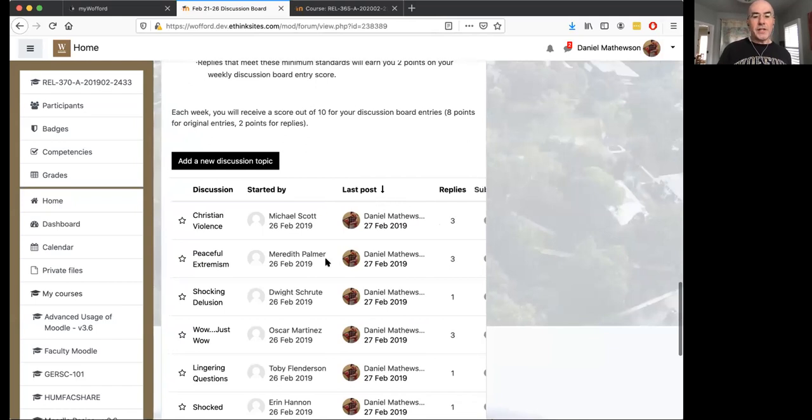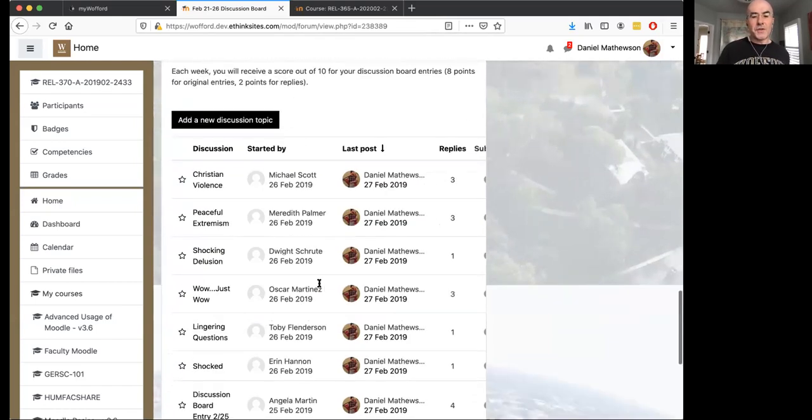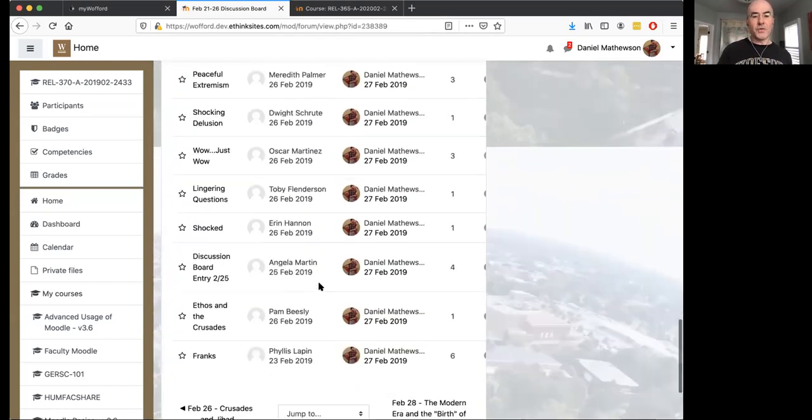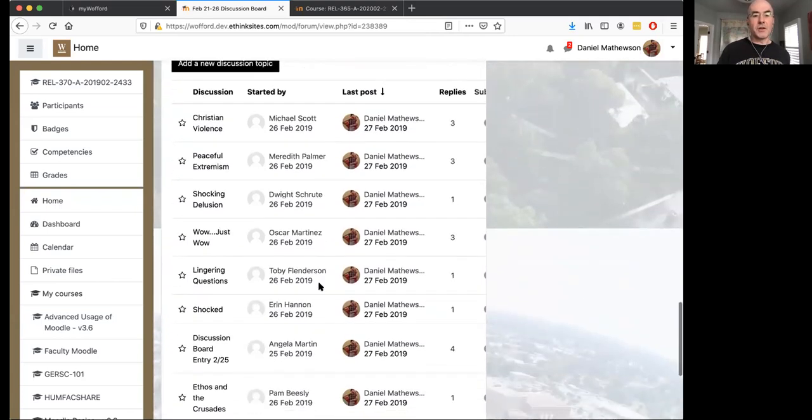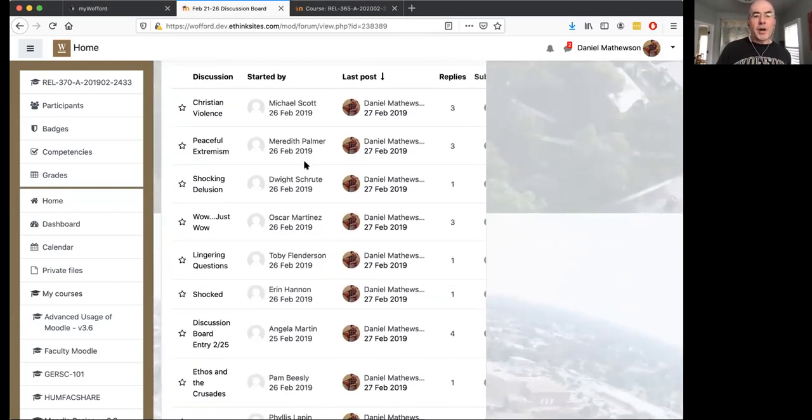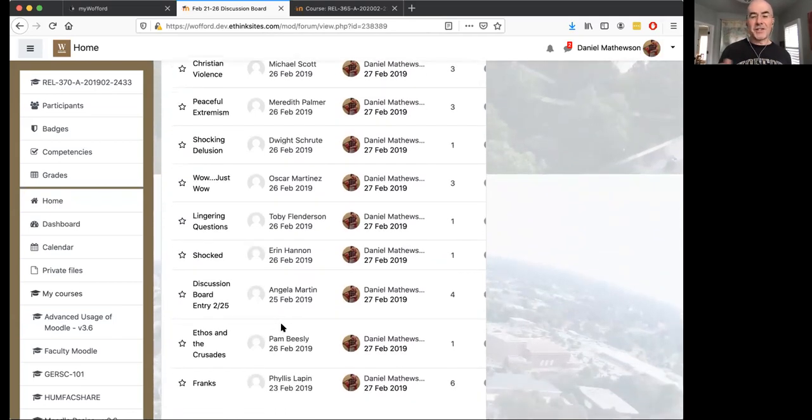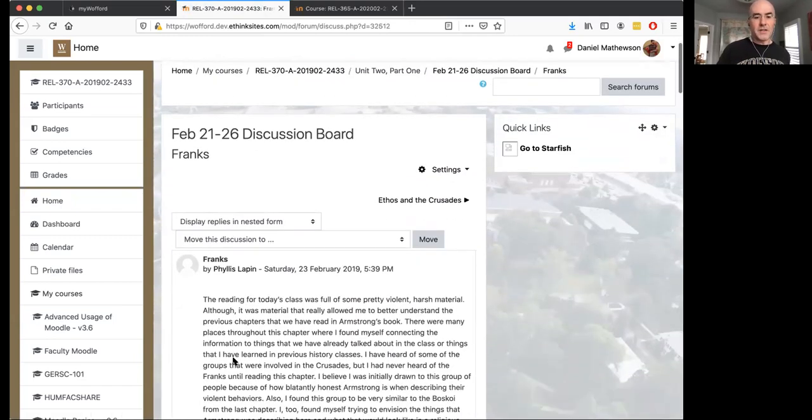For this particular week on the Crusades and Jihad, here was what their original entries look like. Now, Brian Blackwell went in and scrubbed their actual names, and he put in names of characters from The Office here, so we don't have any FERPA issues going on. But here's one particular example of what a student wrote. I won't read the whole thing, but I will want to look at parts of it.